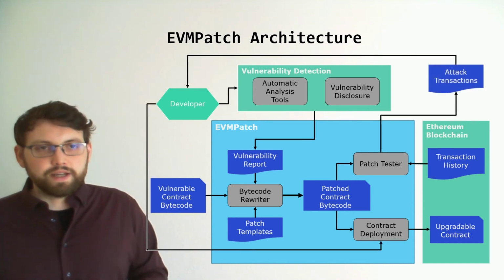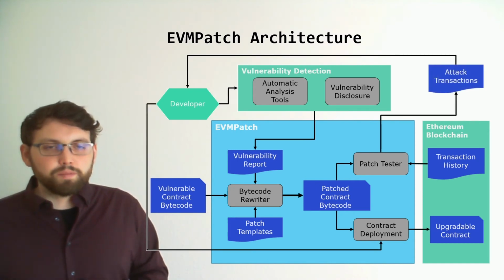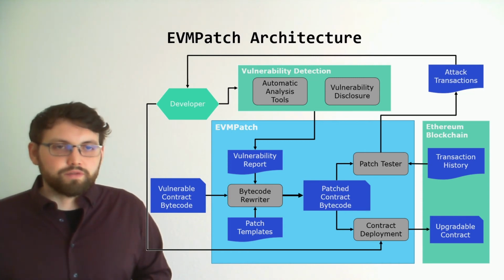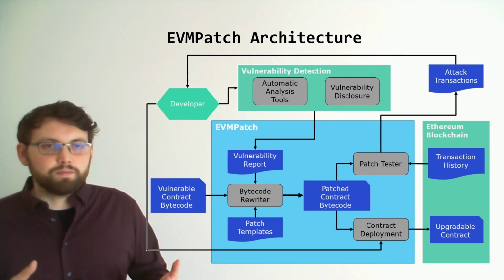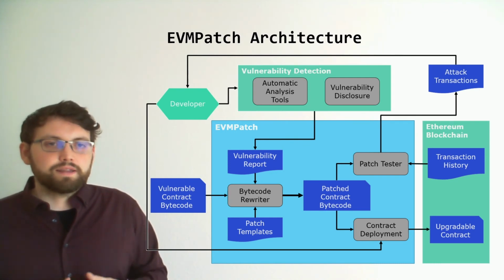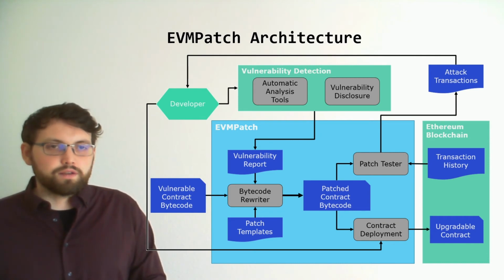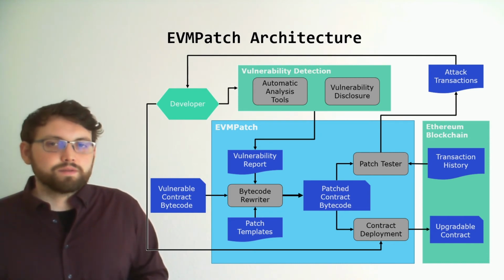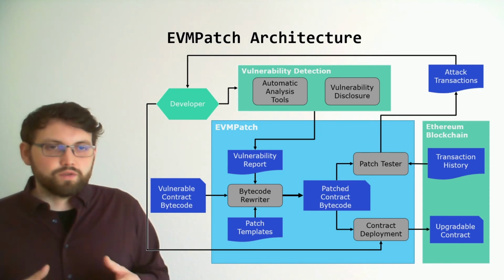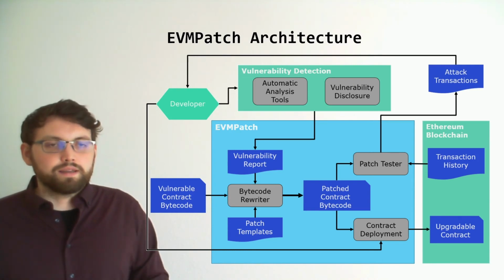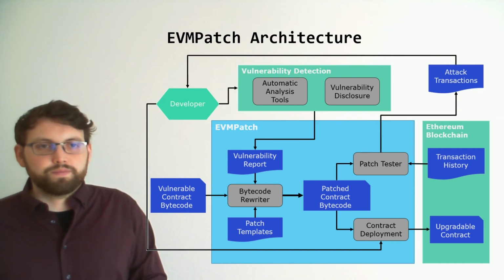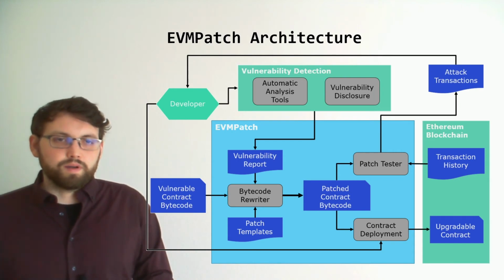Now, if the patch testing fails, then this can have two reasons. The vulnerability detection actually reported a false alarm. So this was not really a vulnerability, and we accidentally patched something which is not really a vulnerability, and then we broke the functionality of the contract. The second case is when this is a true vulnerability and the patch tester detects that the patch prevents a prior transaction, then we can conclude that this is an attack transaction. Now, in any case, we need to notify a developer of this.